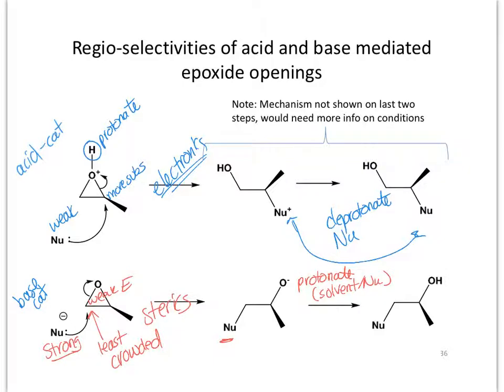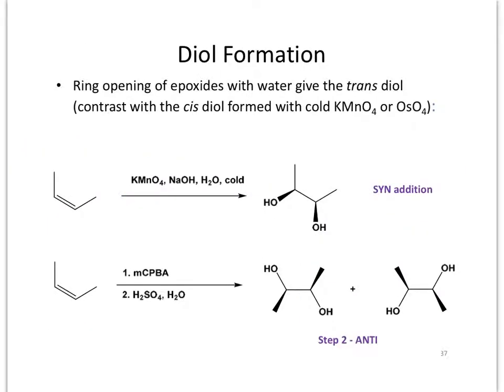Keep in mind with acid catalyzed, I'm always going to have positive charges. With base catalyzed, I'm going to have negative charges. Just a little recap and connection back to something we've done before. You've been able to make a diol way back in Module 8, and we did it using KMnO4, NaOH, water, and cold conditions, or there was another version as well. Maybe you take a little refresher on that one.